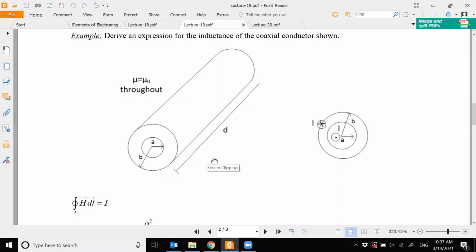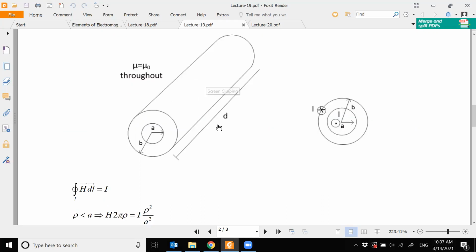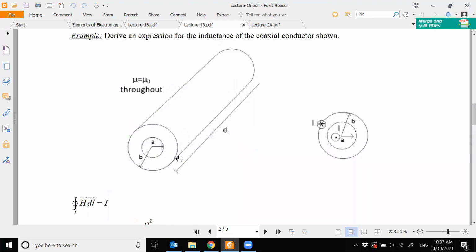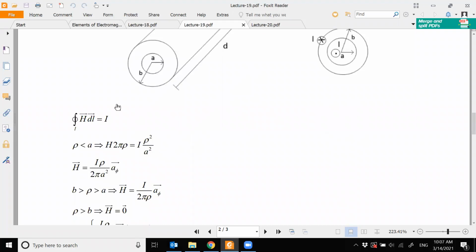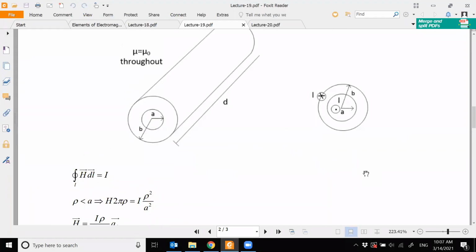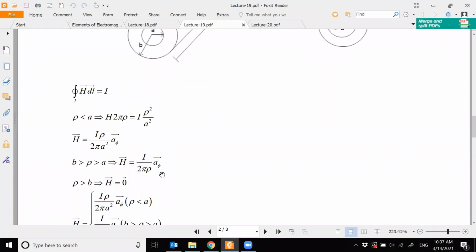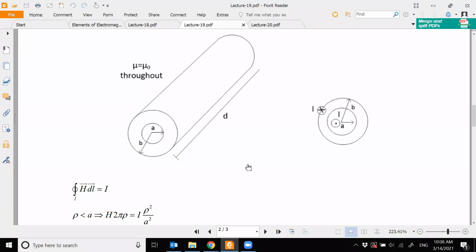Now, how do we do this? Again, the steps are the same. How do you find the inductance? First, identify: when I'm talking about inductance, what type of inductance am I looking for? Self-inductance. We are looking for self-inductance. So first, I'm going to identify the coordinate system, which obviously is cylindrical. After that, I will pass the current through the coaxial cable and find the magnetic field in our region of interest, wherever the magnetic field will be non-zero. And once I get the magnetic field, then I will find the inductance. So how do you find the magnetic field here?